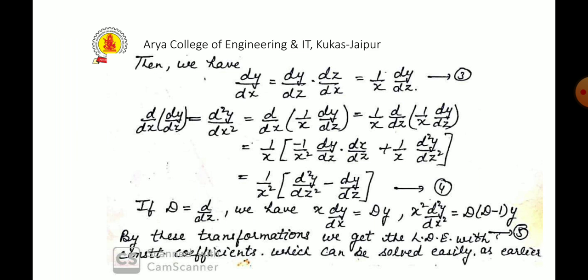If d by dz is denoted by capital D, we have x dy by dx is equal to capital Dy, and x square d2y by dx2 is equal to D(D minus 1)y. By these transformations, we get a linear differential equation with constant coefficients, which can be solved easily as earlier.